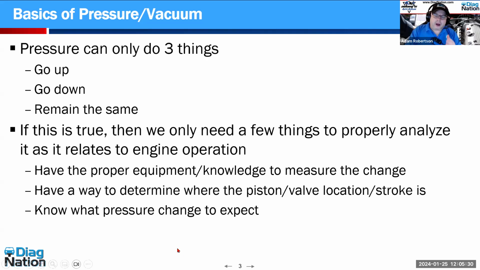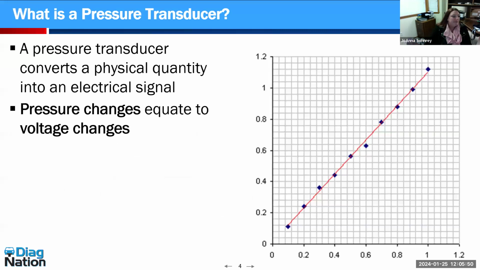But with all of this being said, if pressure can only do one of three things, then we have to measure it, know where our timing is at, and then it's simple. I need to understand what that pressure is supposed to do. Am I expecting that pressure to go up? Am I expecting that pressure to go down? Am I expecting it to remain the same? And with that, let's wind into this.